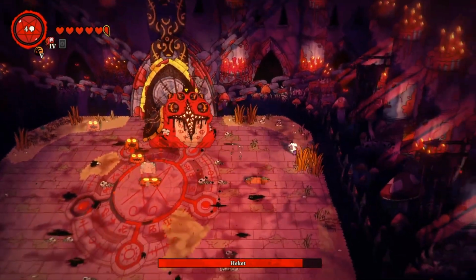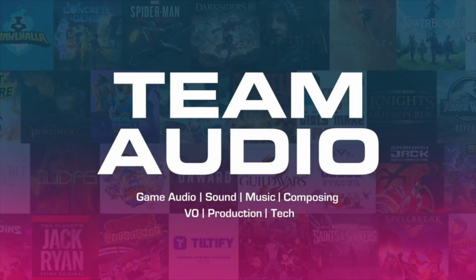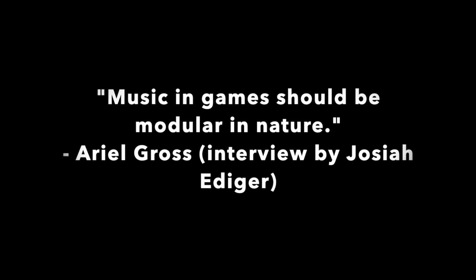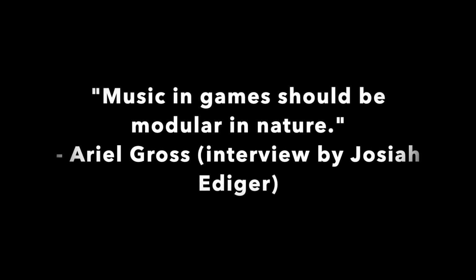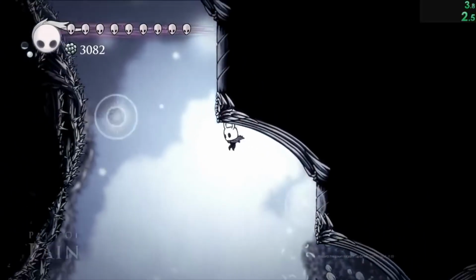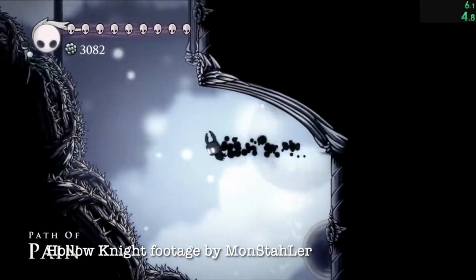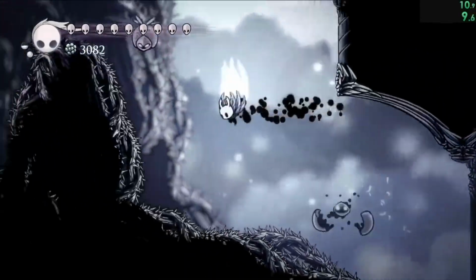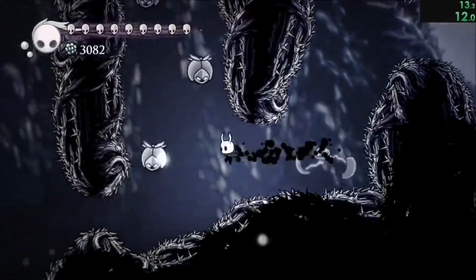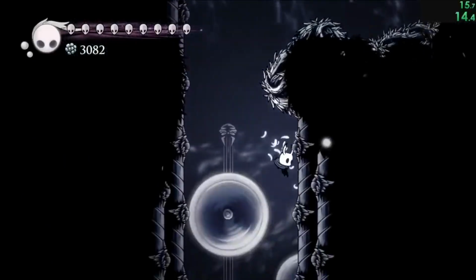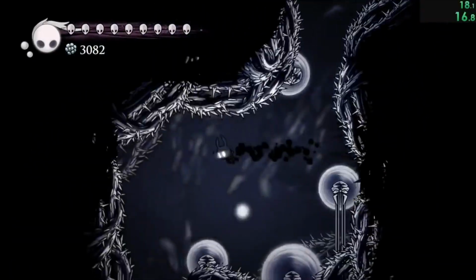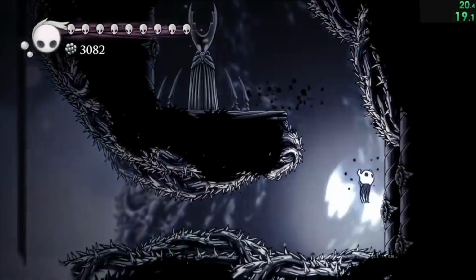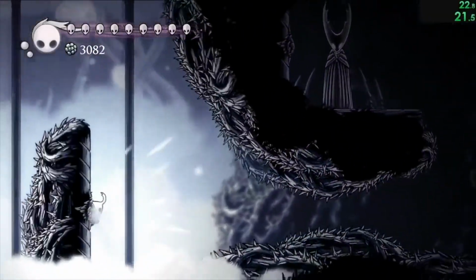In an interview with Ariel Gross, the president of Team Audio, who are audio professionals who provide services to dev teams, Gross states that music and games should be modular in nature. Games change with the actions of the players, and music needs to follow those changes and fit the new state of the game. So in order to do their job properly, game composers need to know the game fully. They have to be able to think ahead to what the player is doing and plan accordingly. They also need to have an understanding of the game's themes and general atmosphere.